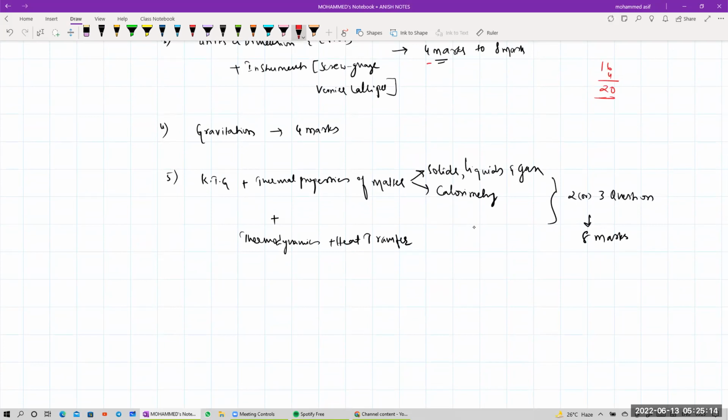Then this is KTG, thermal properties. Then in this one, I have not written everything. Again, this one is 4 marks, gravitation. That is 24. 24 plus your 8. How much? I'm audible, better. How many? 32 marks, sir. 32 marks. Okay, this is from your minimum topics.